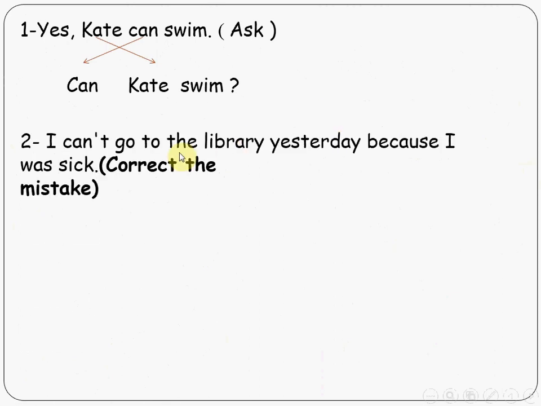Number 2. I can't go to the library yesterday because I was sick. Correct the mistake. The sentence is in the present simple or in the past simple? In the past, thank you. So here I should use can't or couldn't. Let's see. So this is the mistake, can't. And it will be couldn't.